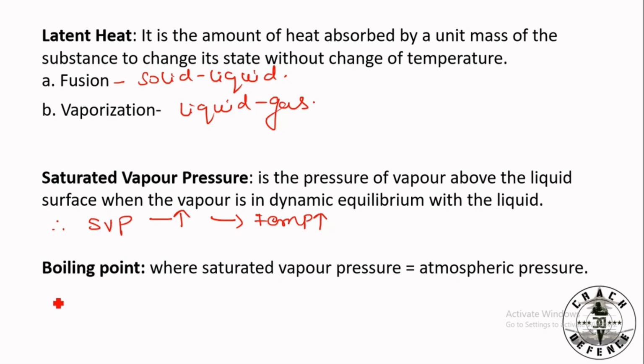Now coming to the boiling point. What is it? Very simple. When the saturated vapor pressure is equal to the atmospheric pressure, that is where we get the boiling point of any liquid. We can say here that if the atmospheric pressure increases, then of course the boiling point is going to increase. That's why wherever we get higher pressure, we just need to wait a little longer to boil any liquid.